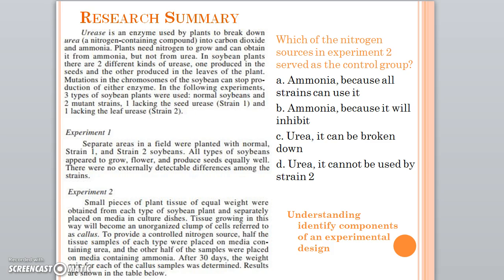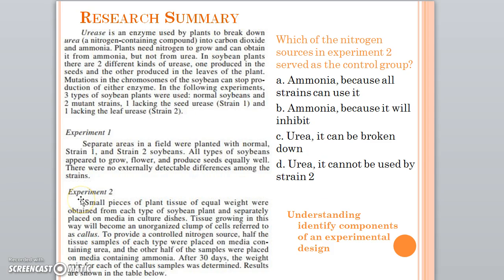Let's move to a research summary. This takes a little longer. So let's start with the question to see where to go. It will lead us. Which of the nitrogen sources in experiment 2 served as a control group? We're going to experiment 2 and we're looking for the word control group. What are our choices? Ammonia, ammonia, urea, urea. So we have 2 choices, ammonia or urea.